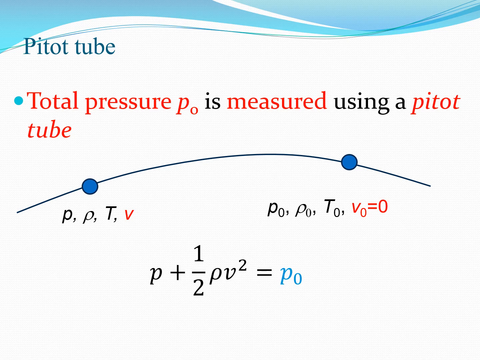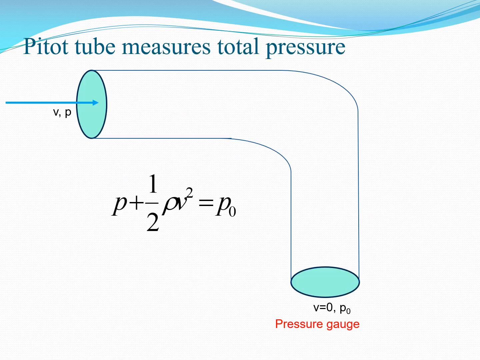So total pressure can be actually measured using a device known as the Pitot tube, which we are going to study next. And again, do remember that we are going from this point with velocity V to this point with velocity V equal to 0. And so the pressure at this point is P0, that is the total pressure. So to find this total pressure, we actually put that equation to work. So we create a device like this here.